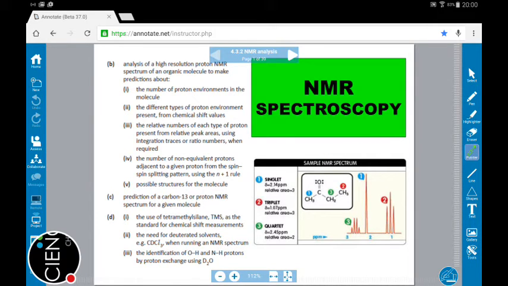Okay, in this lecture we're going to be looking at NMR spectroscopy. NMR stands for nuclear magnetic resonance. Before we look into more detail about NMR spectroscopy, let's just remind ourselves about what sort of spectroscopic methods we've used in the past. So infrared we've used in the past, which determines the functional groups available within a molecule, and mass spectroscopy tells us about the molecular ion peak and the fragmentation patterns.